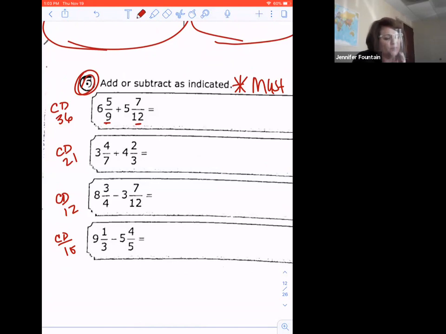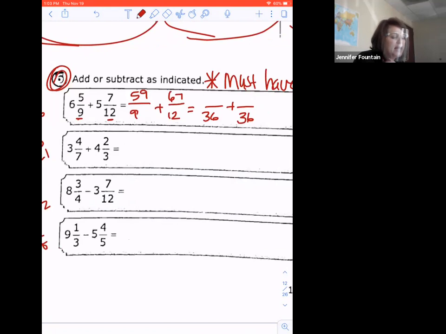So 6 times 9 is 54, and 54 plus 5 is 59 over 9, plus 5 times 12 is 60, plus 7 is 67 over 12. Now, if I have a common denominator of 36, then I'm going to go ahead and set up my denominators. I multiply 9 by 4 to get to 36. That means I have to multiply 59 by 4. So I'm going to go ahead and use my calculator for that.